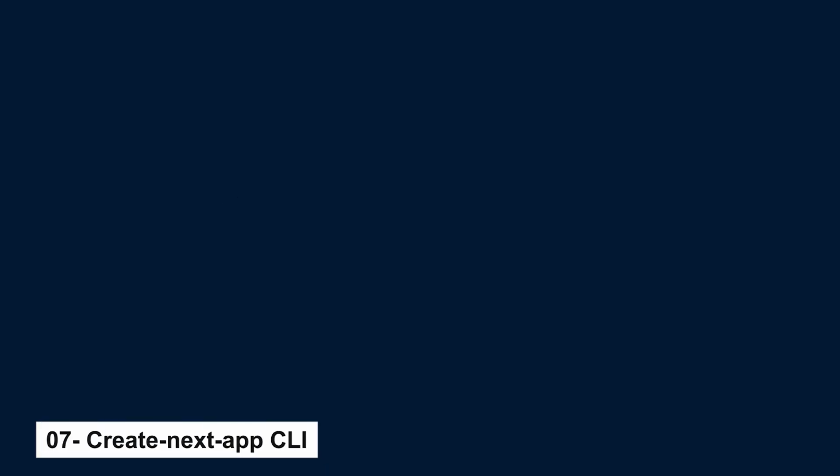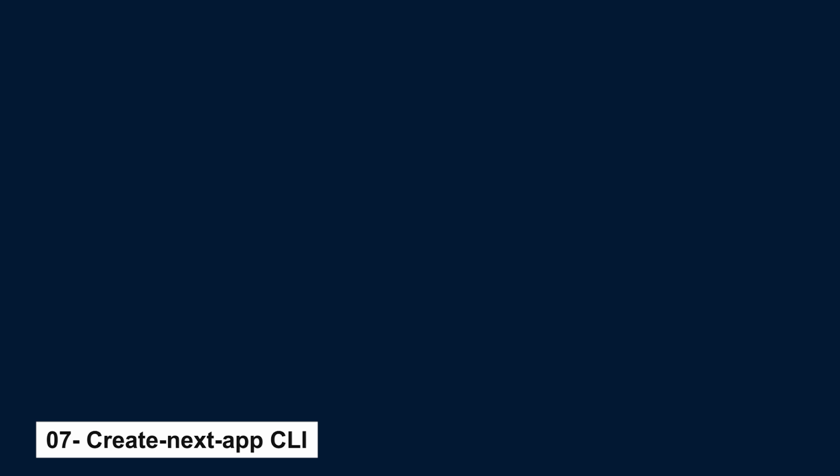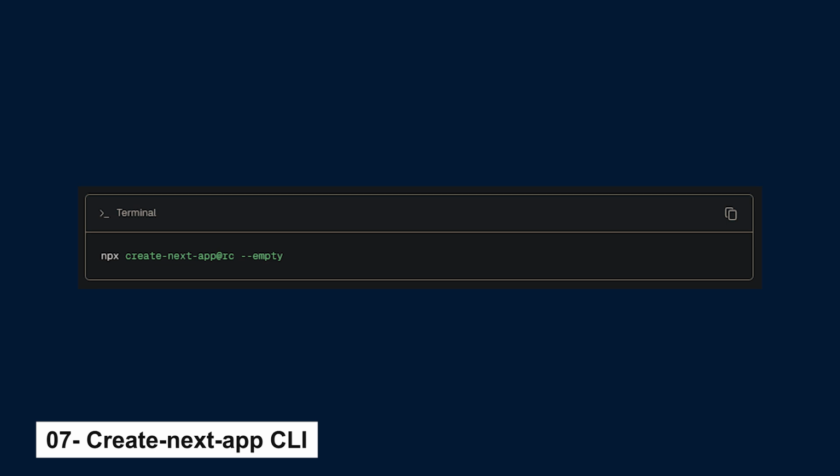Changes to the Create Next App CLI are the next part of this update. In version 15, you can enable Turbopack for local development by using the --turbo flag. Also, you can use the --empty flag to have a minimal project with a Hello World page.